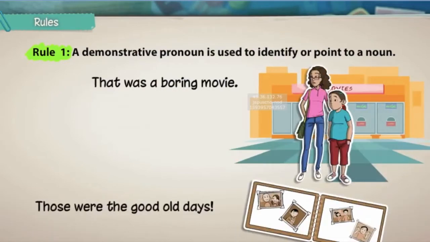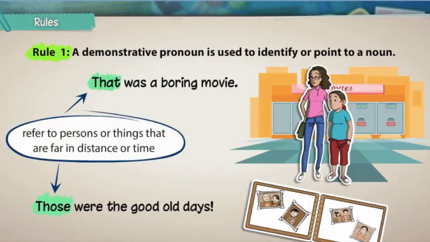That was a boring movie. Those were the good old days. Now that and those refer to persons or things that are far in distance or time. And that and those are demonstrative pronouns. So ultimately, this, that, these and those are demonstrative pronouns.